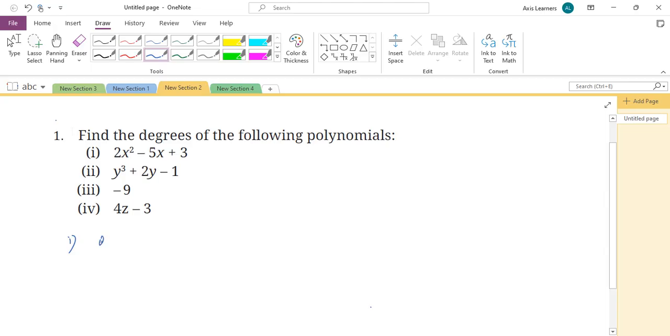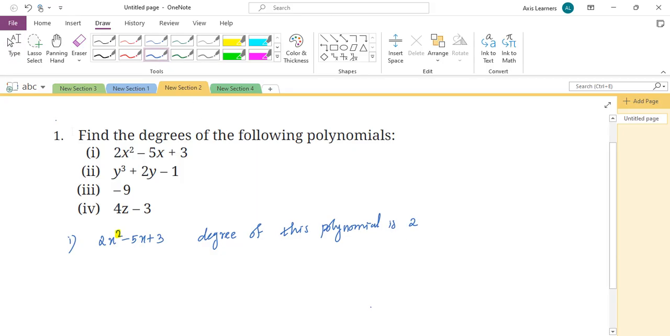The first polynomial is 2x square minus 5x plus 3. Look at here. What is the highest power? In the given polynomial, x is the variable and its highest power is 2. So what is the degree? Degree of this polynomial is 2.